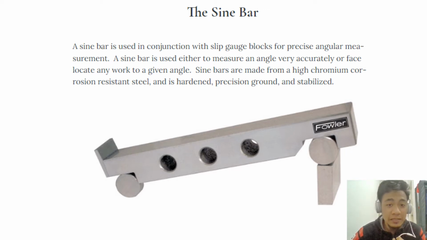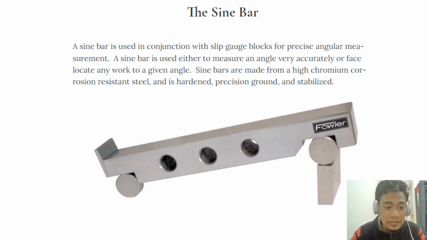There are several ways to calculate angularity. This is the sine bar method. So what is a sine bar? A sine bar is used in conjunction with a slip gauge block for precise angular measurement. It is used either to measure an angle very accurately or to locate a surface at a given angle. Sine bars are made of high chromium corrosion resistant steel, hardened, precision ground and stabilized.